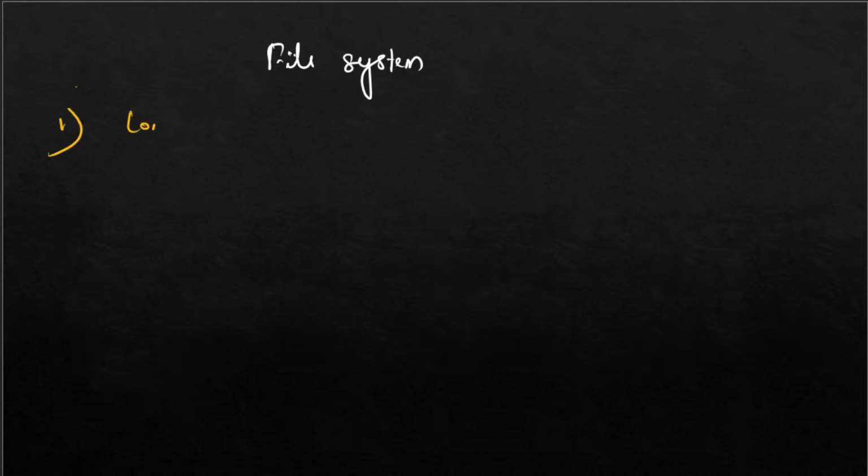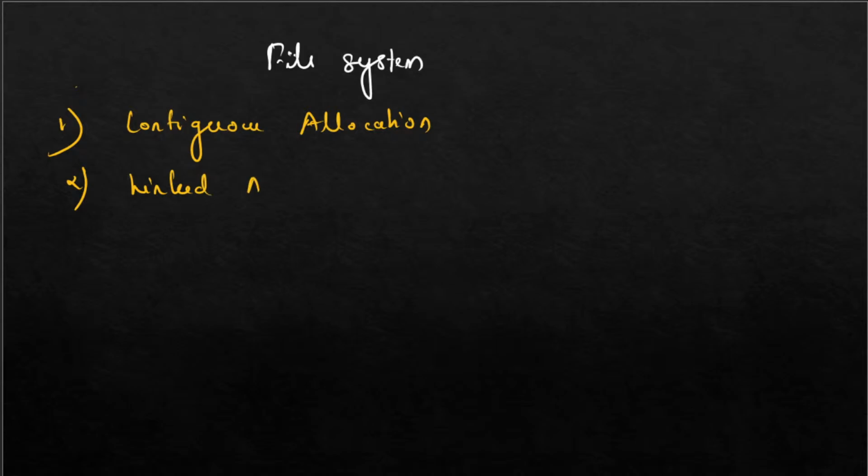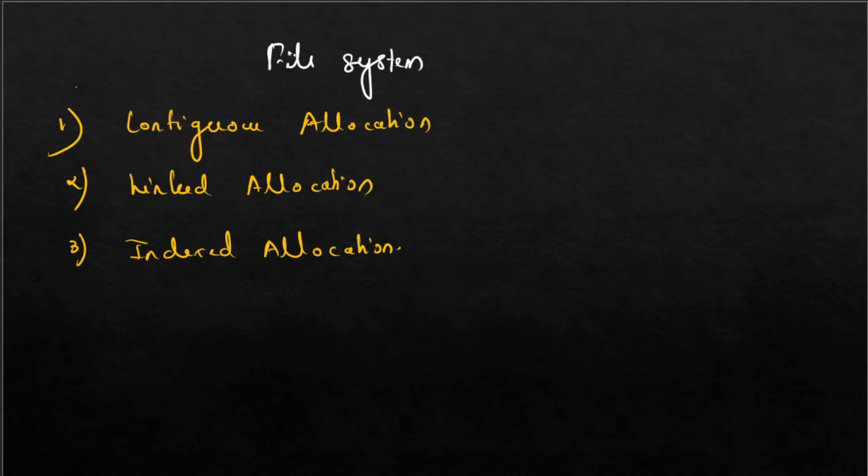First is contiguous allocation. Second is linked allocation. Third is indexed allocation. You should also see all these things as well.